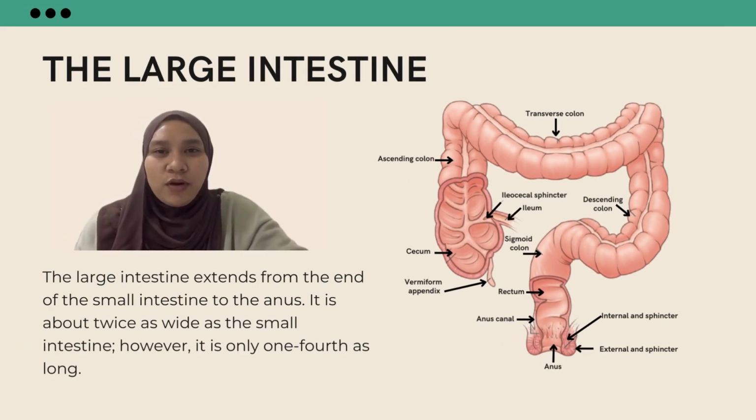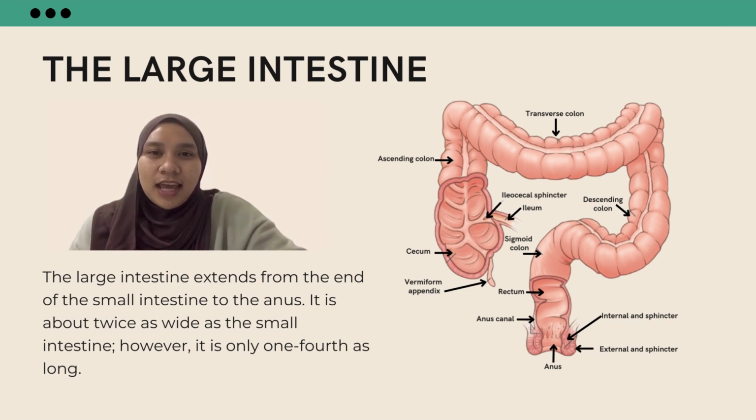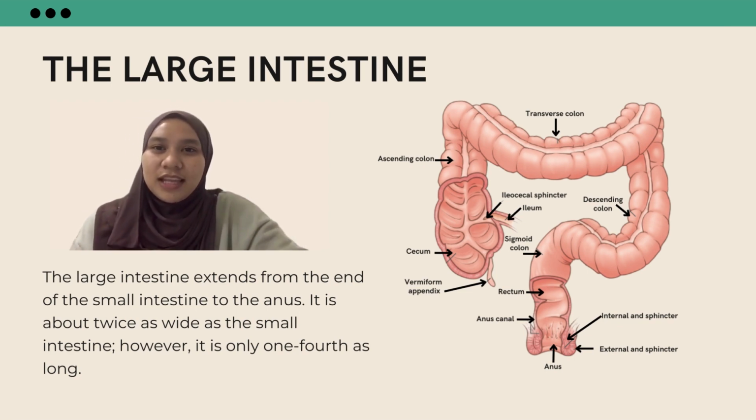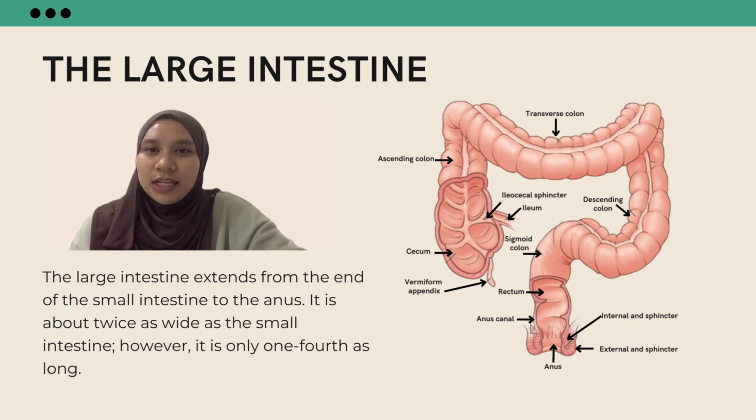Then we will move on to the large intestine. It extends from the end of the small intestine to the anus. It is about twice as wide as the small intestine. However, it is only 1/4 as long. It is here that the waste products of digestion are processed in preparation for excretion through the anus.